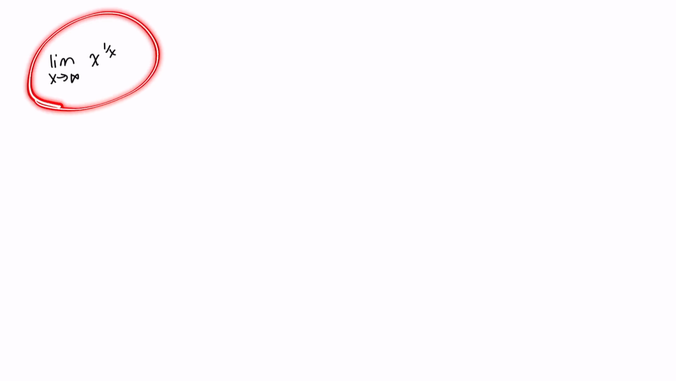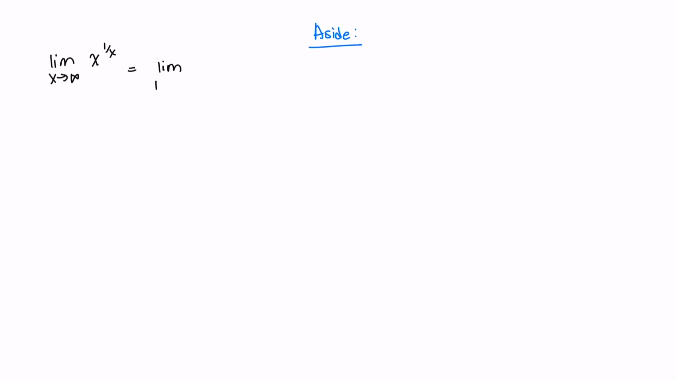That is the limit as x approaches infinity of x to the 1 over x power. Now, I'm going to use a little trick here. So let me write an aside, but I'm not going to fill in the aside just yet. First, let's write in the trick. I'm going to rewrite this as the limit as x approaches infinity of e to the ln of x to the 1 over x power.